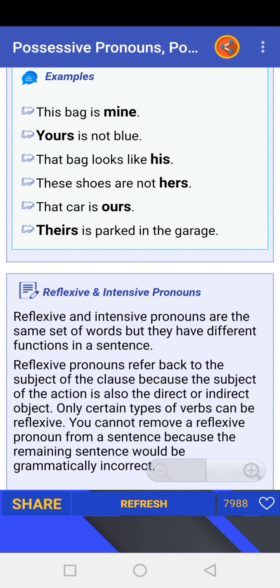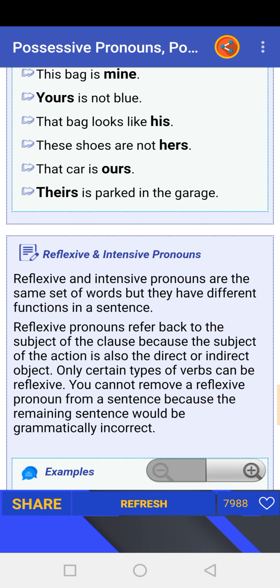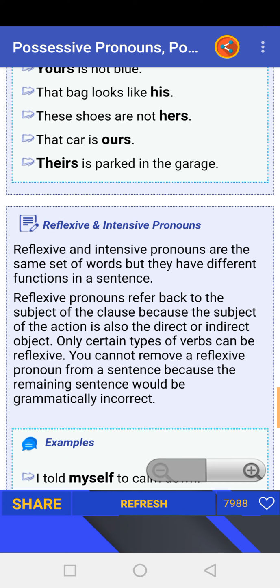So let's give some examples. This bag is mine. So we don't say this bag is my bag. So we have a repetition of the word bag. So this bag is mine. Yours is not blue. That bag looks like his. These shoes are not hers. That car is ours. Theirs is parked in the garage.